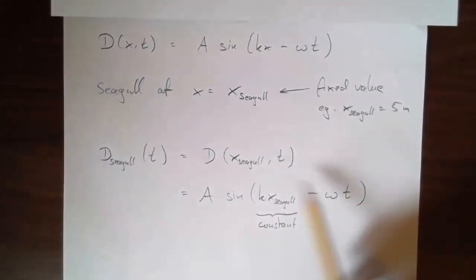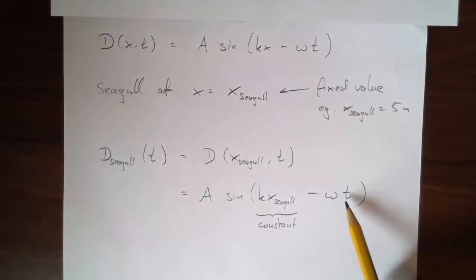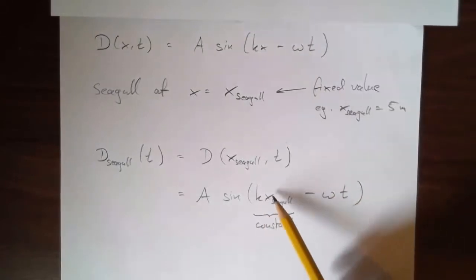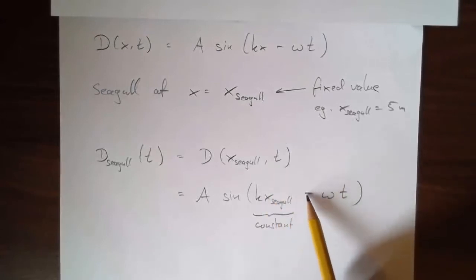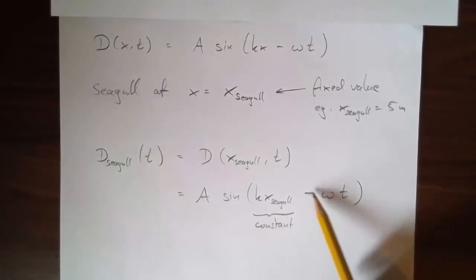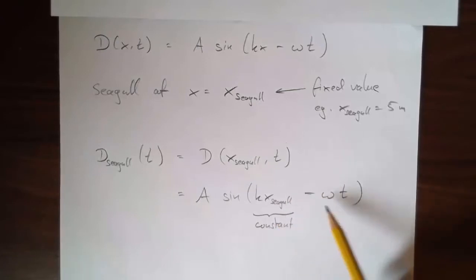So it's really just a sine function with omega t and some constant added to it. The fact that the constant comes first doesn't really matter. The fact that there's a minus sign here doesn't really matter, because minus a sine function, like going along a sine function backwards, is still a sine function.